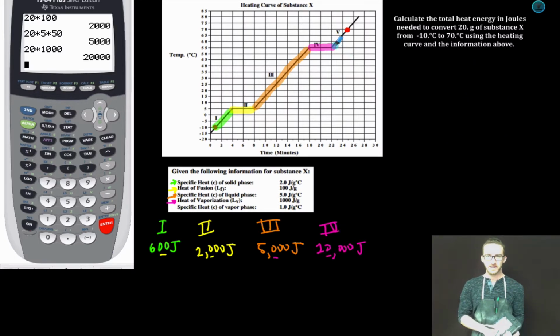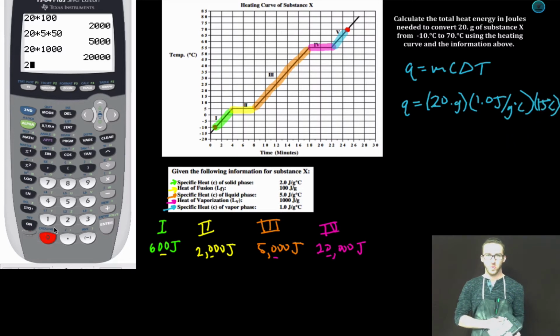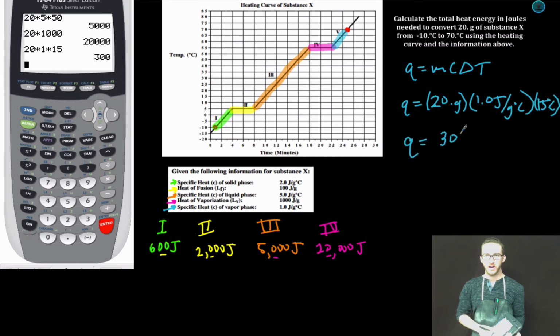That brings us finally to heating up that vapor to an even hotter vapor. Sloping segment, once again, we'll use q = mcΔT. Our 20 grams is now all in the gas phase. The specific heat in the gas phase, 1.0 joules per gram degree Celsius, times our temperature change, we're going up to 70 degrees Celsius from 55. Temperature change of 15 degrees Celsius. Calculator. 20 times 1 times 15 takes 300 joules worth of heat energy to increase our gas from 55 Celsius to 70 Celsius.